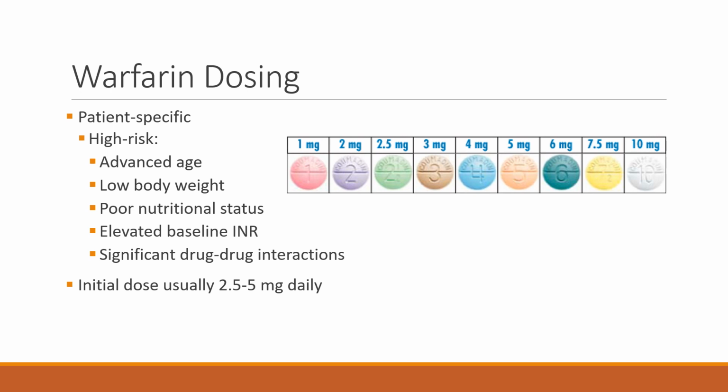So warfarin dosing is very patient specific. Everybody metabolizes warfarin differently, but we do have patients that are at higher risk for needing a lot of dosing interventions. Patients that are a lot older, maybe at risk for falling, low body weight patients, poor nutritional status, and elevated baseline INR. So for example, patients that have liver disease that already have an INR that's above 1, those would be a little bit more challenging to make sure that you're within range. And then we do have a lot of significant drug-drug interactions, which we'll talk about with warfarin.